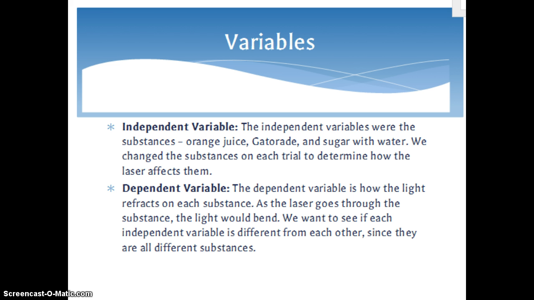Independent variable. The independent variables were the substances: orange juice, Gatorade, and sugar with water. We changed the substances on each trial to determine how the laser reflects them. Dependent variable. The dependent variable is how the light refracts on each substance. As the laser goes through the substance, the light would bend. We want to see if each independent variable is different from each other, since they all are different substances.